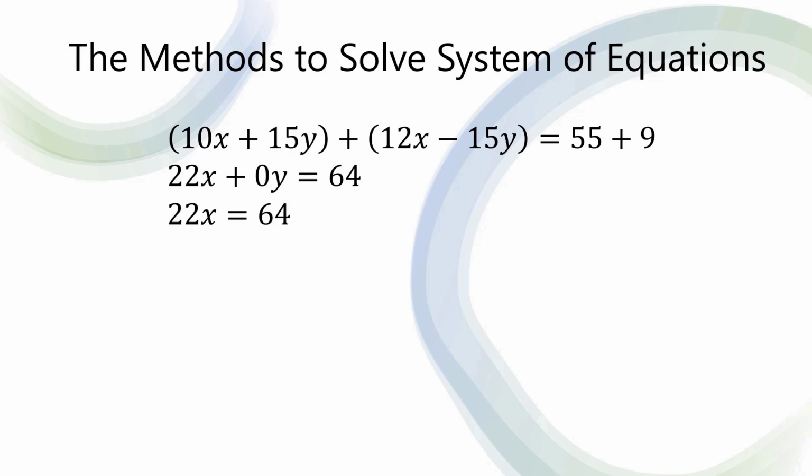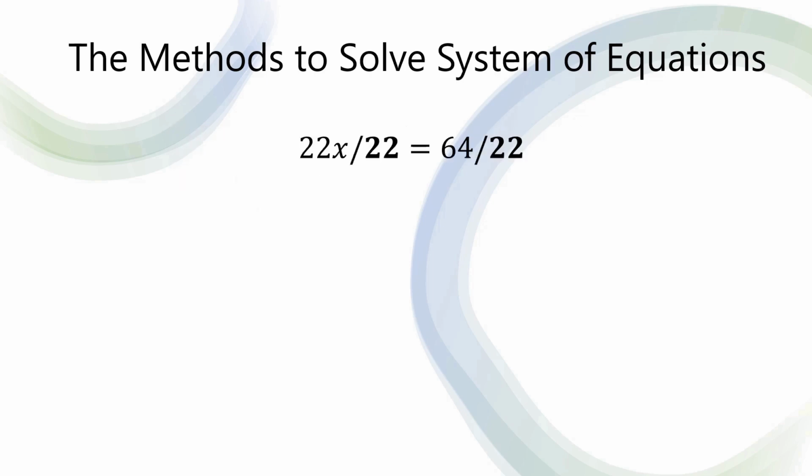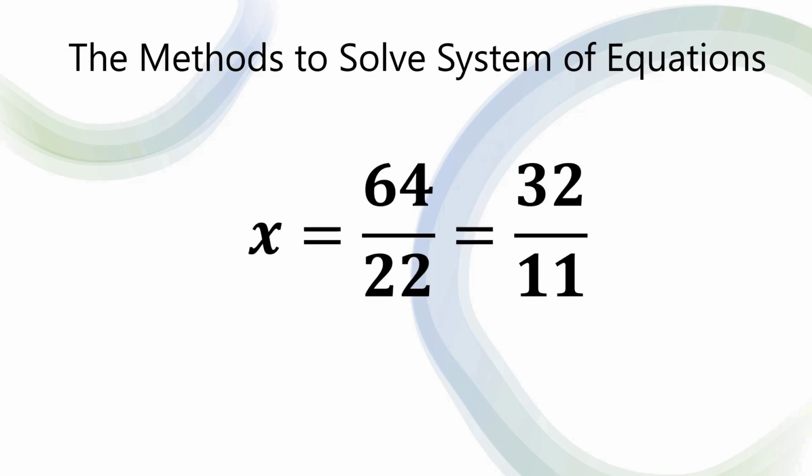Step 5. To isolate x, we divide both sides by 22. 22x divided by 22 equals 64 divided by 22. This simplifies to x equals 64 divided by 22. Simplifying further, x equals 32 divided by 11.